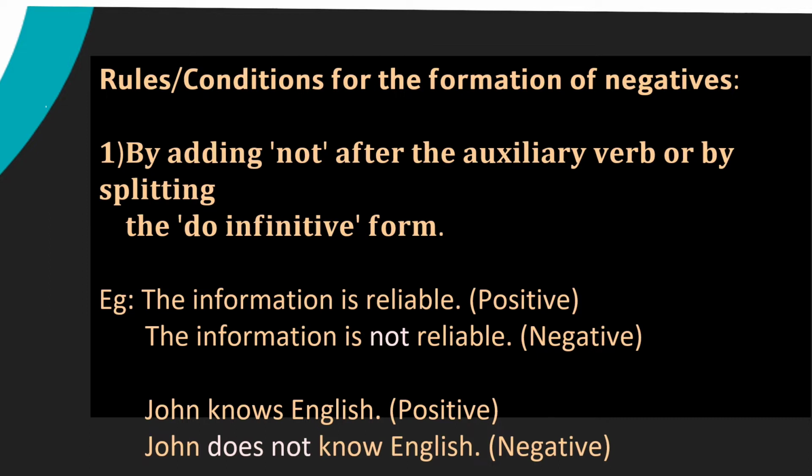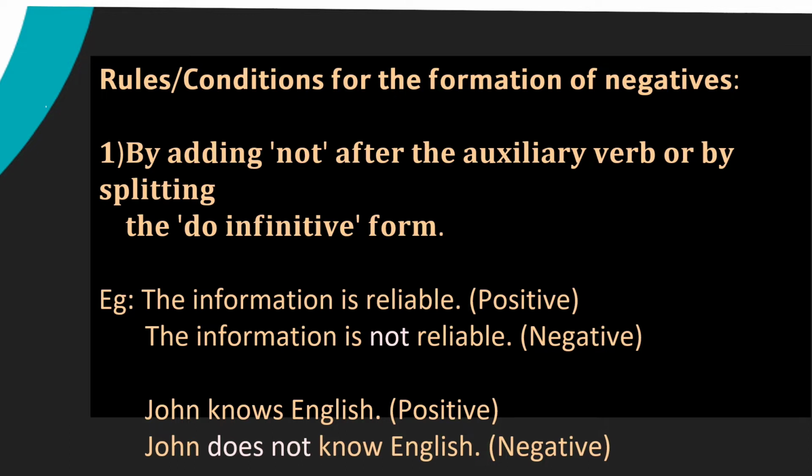The first rule is by adding not after the auxiliary verb. As you know, an auxiliary verb or helping verb helps the main verb by adding tense, mood, voice, or modality. The examples of auxiliary verbs are has, have, had, etc. So, adding not after the auxiliary verb is the simplest way to form a negative.